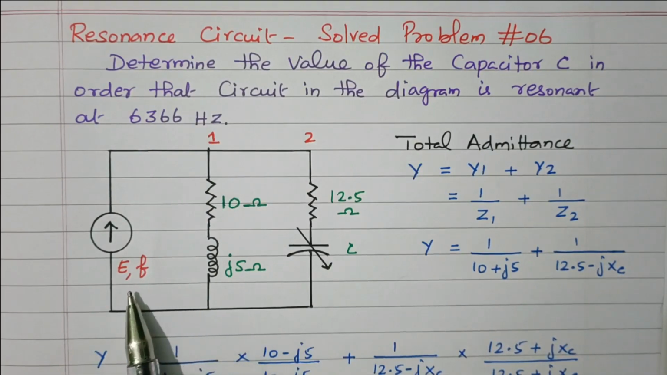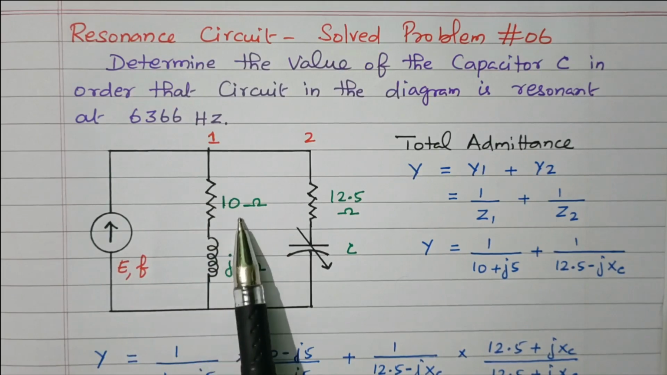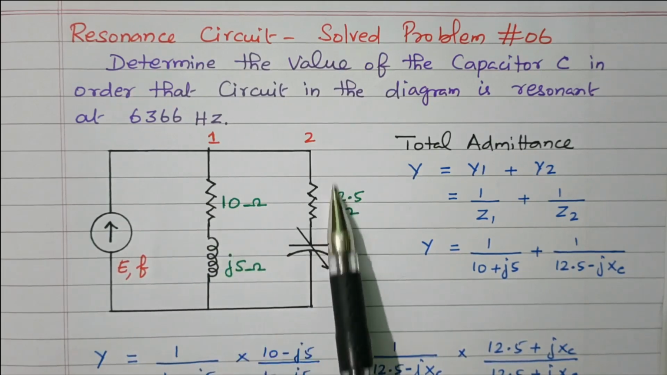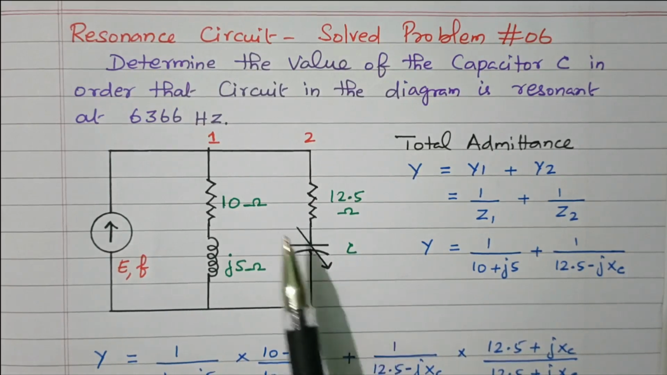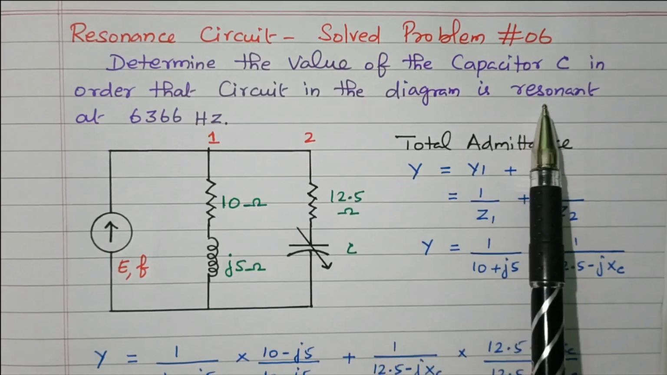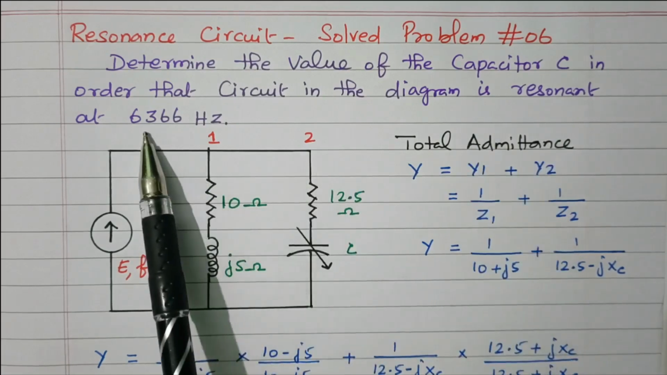Consider this circuit, the applied voltage E and frequency. In one branch, a resistor and inductor are connected, 10 ohm, j5 ohm. In another branch, a resistor and capacitor are connected, 12.5 ohm and capacitor. This C value we need to find. The condition given is that the circuit is at resonant condition. The resonant frequency is also given.